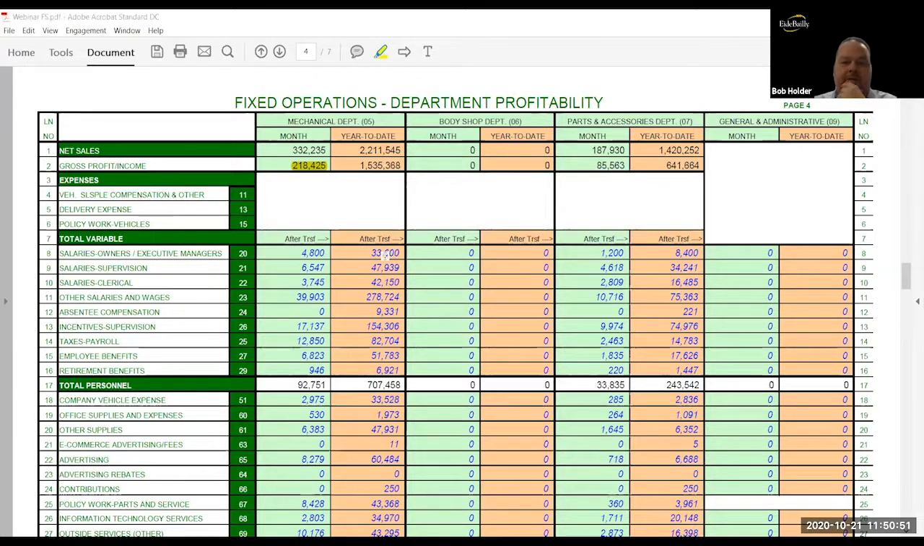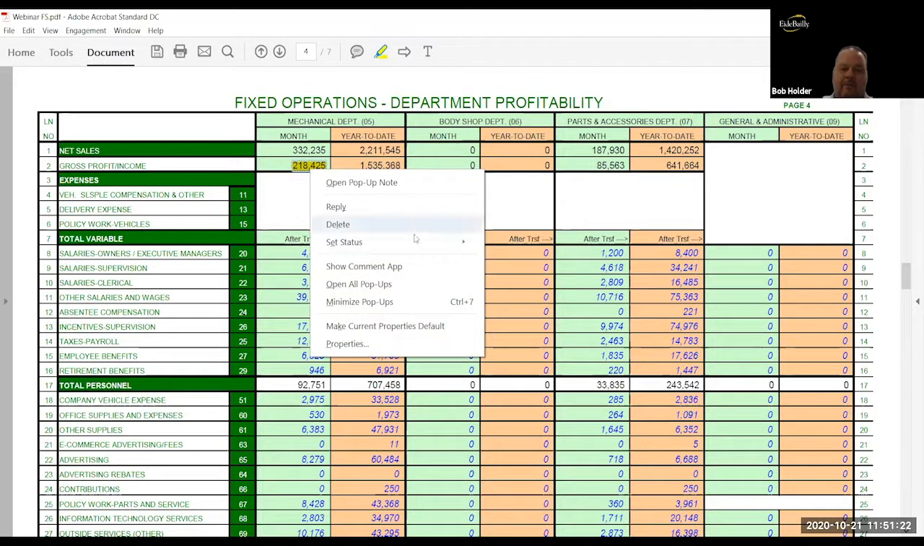Looks like we have a question. Floor plan interest: please talk more about floor plan interest. You said it shouldn't be recorded until the unit is sold. Yes, that's GAAP. Generally accepted accounting principles recommend that you defer the interest until you sell the vehicle. Because you haven't actually earned it until you sell it, I guess is the theory behind it. I hope that answers your question. It's a GAAP treatment.